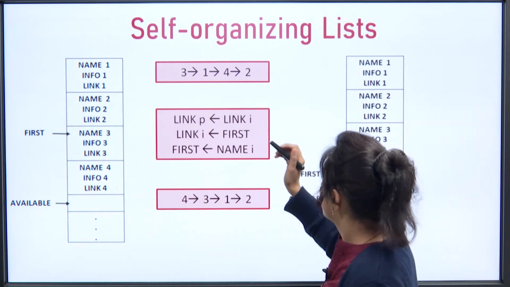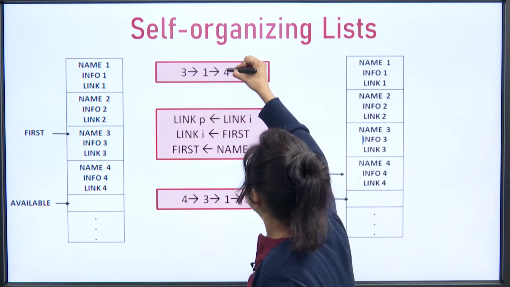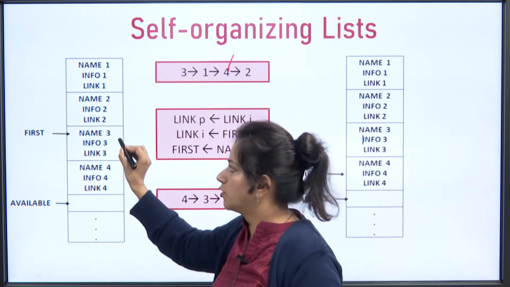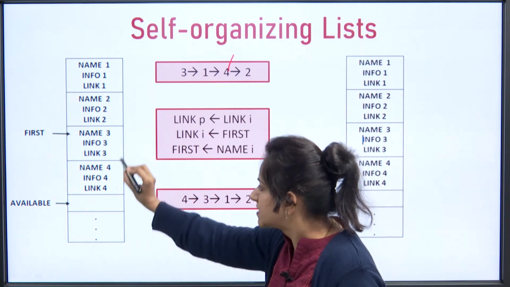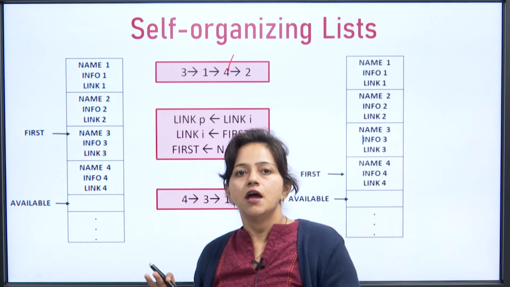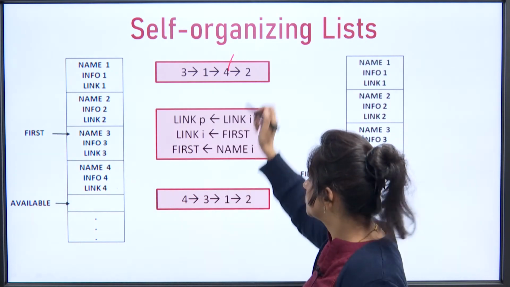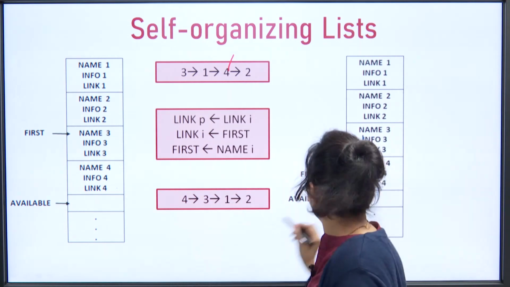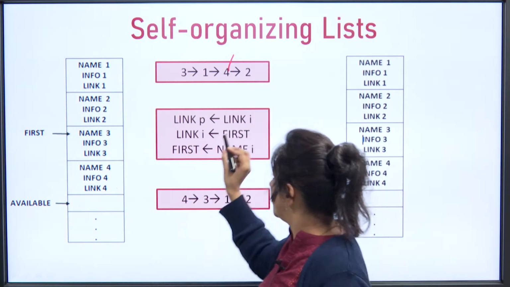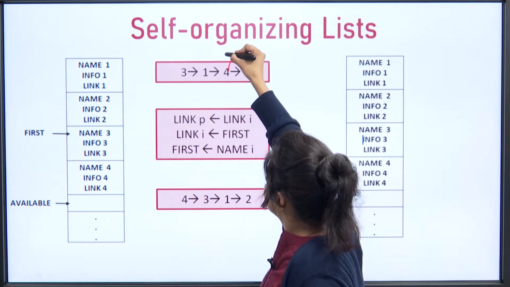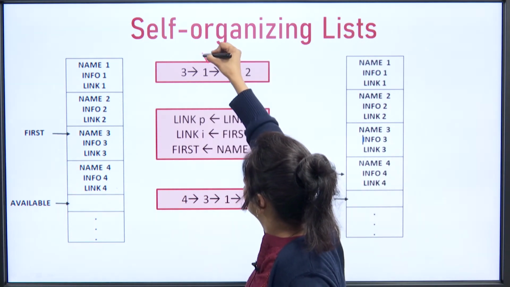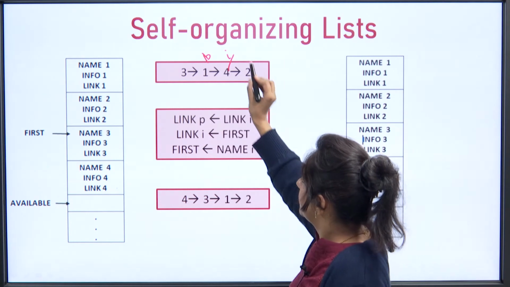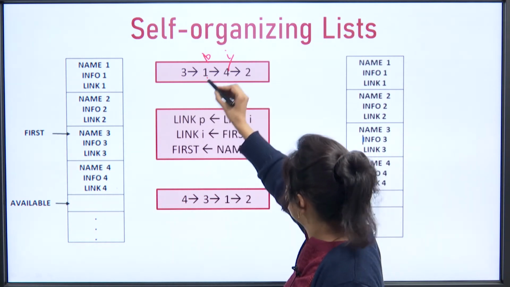Now, suppose I am assuming that name 4 is referenced. Now, what we will do here: first is pointing to 3. Now here we will make the change. Now first will point to 4. Suppose we are taking the example where 4 is referenced quickly. So here this is 4. Now we will make some change in the pointers. Now first will point to 4, and link of I, this is the ith node, and parent of this is this one. Now link of I, this 2, link of 2 will be assigned to link of P. Now 1 will point to 2.